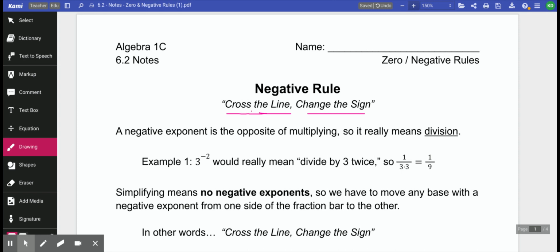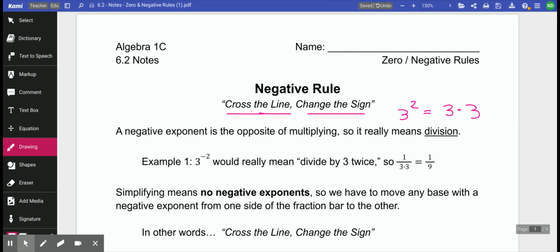One of the things we have not dealt with yet is what to do with negative exponents. Our shorthand for this one is called cross the line, change the sign. That's going to be how we remember it, but let's talk about why we do it. A negative exponent is the opposite of multiplying.